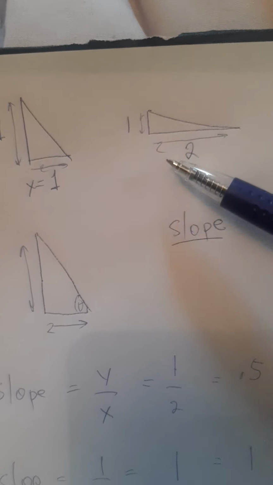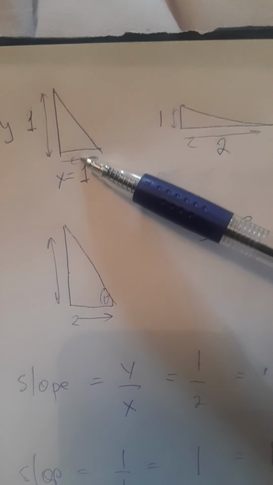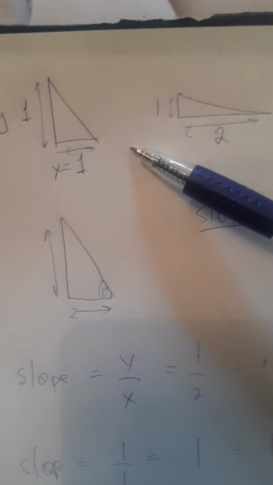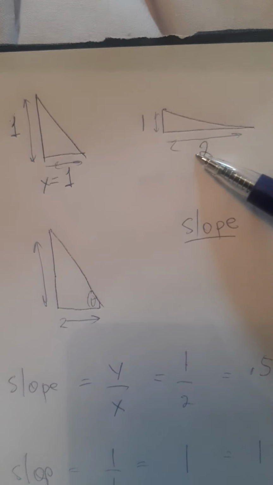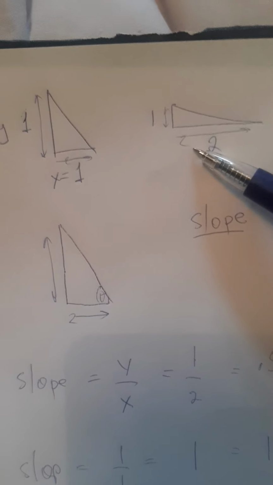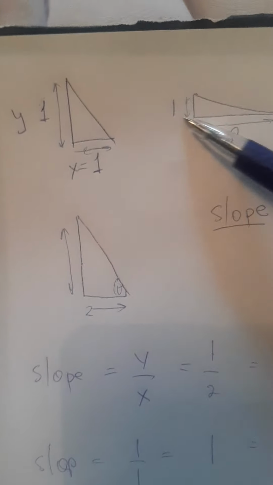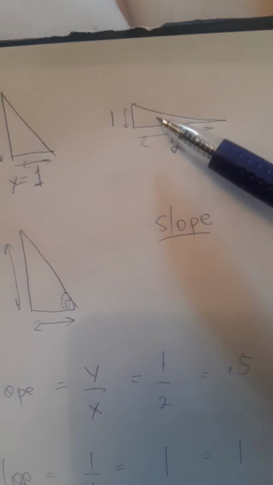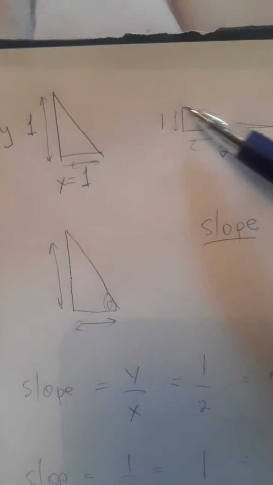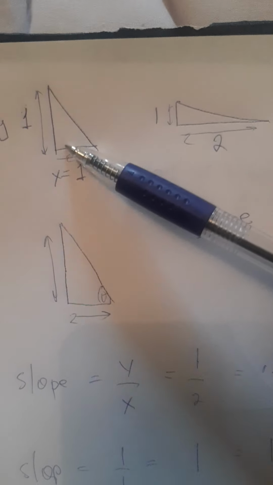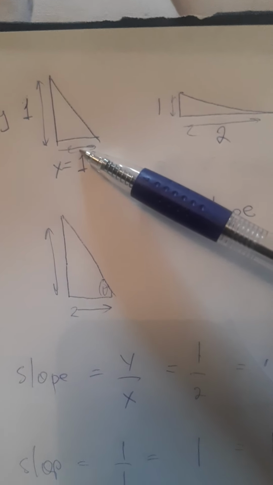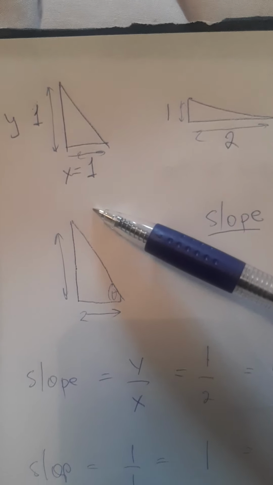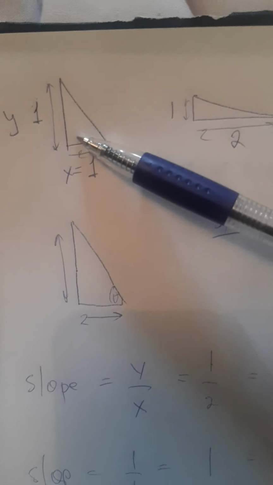So a half is much steeper than 1. You'd think it would be the opposite way around, but that's just the way it works. Actually, no, hold on. I mean, this is shallower. A half is less than 1, therefore it's shallower. It's not as steep as this one. That's basically it. So it's a measure of steepness. That's what a slope is.